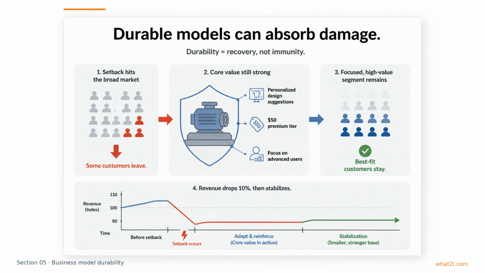A durable model is not one that avoids all damage. It is one that can absorb damage and still function because the core economics remain sound. In this example, the company responds by improving value for advanced users through personalized design suggestions and a higher value premium tier. Some customers leave, and revenue falls by about 10%, but the business stabilizes because the remaining users still benefit strongly from the product. That is an important distinction. Durability means recovery and adaptation, not immunity. If the company can refocus on the customers it serves best, the model may remain strong even after a shock.